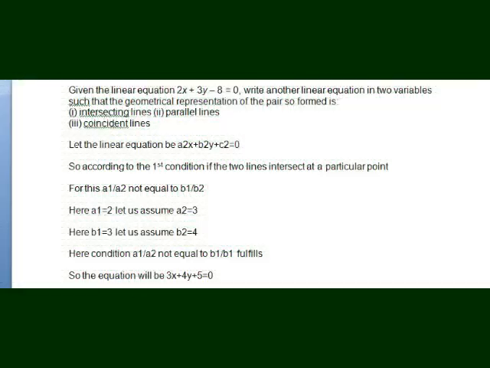Let us discuss question number 6. A linear equation is given, 2x plus 3y minus 8, and you are asked to write another linear equation in two variables such that the geometrical representation of the pair means this linear equation and the linear equation made by you.